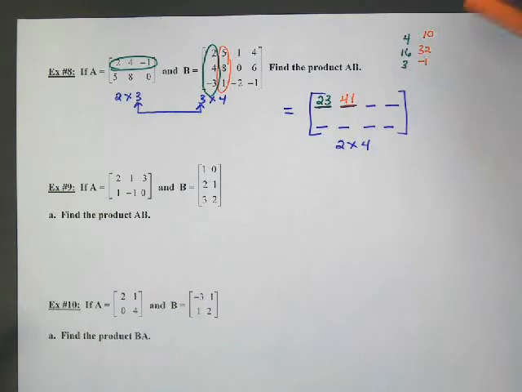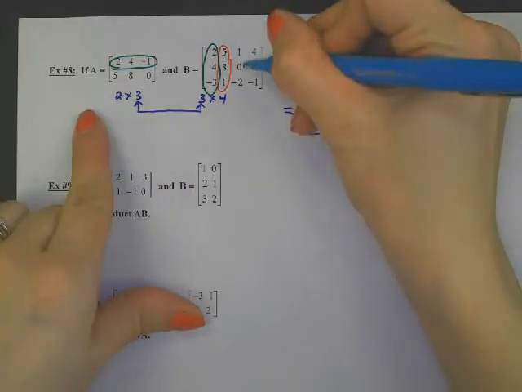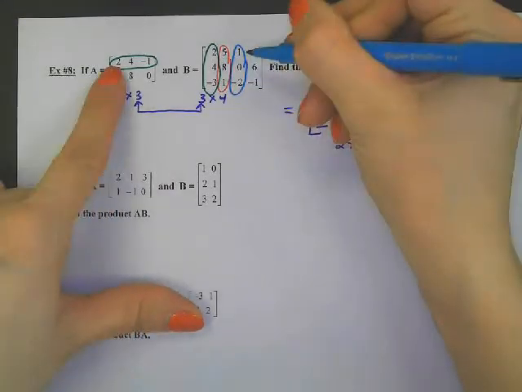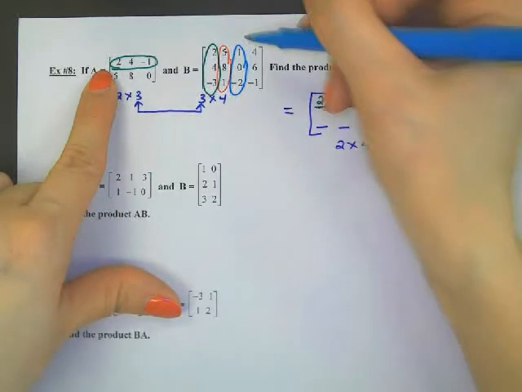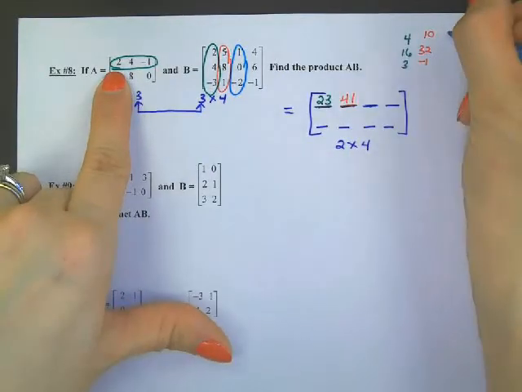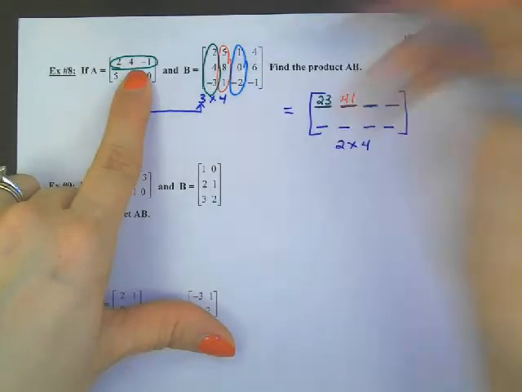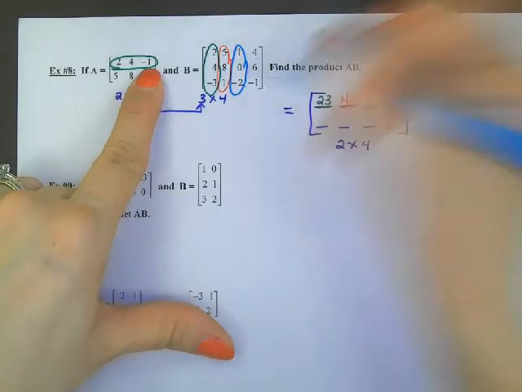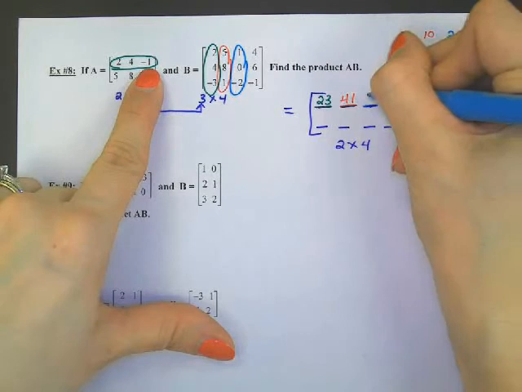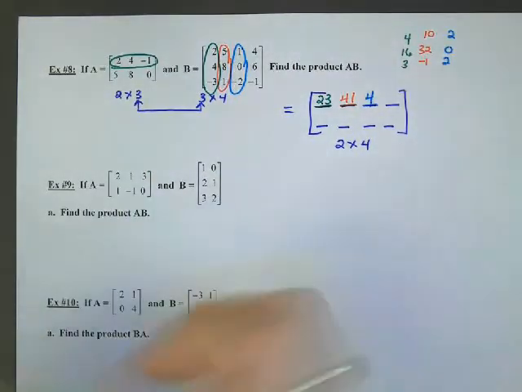Okay, let's keep color coding here until you get the hang of where we're getting these from. I'm now going to use the third column, but I'm still going to use the top row, so now we're finding the top third. 2 times 1 is 2. 4 times 0 is 0. Negative times negative makes positive 2, so that adds up to 4.